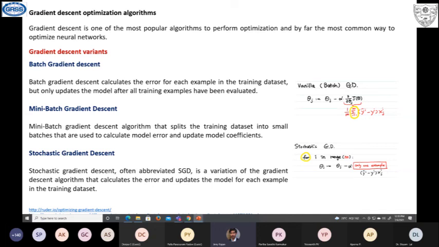So as a compromise, instead of batch gradient descent and stochastic gradient descent, you can go for mini batch gradient descent. So if you have 100 samples, you can divide these 100 samples, say for example, into 10 batches, each batch of size 10, and using these small batches, you can update the weight. So this is a compromise between batch gradient descent and stochastic gradient descent.